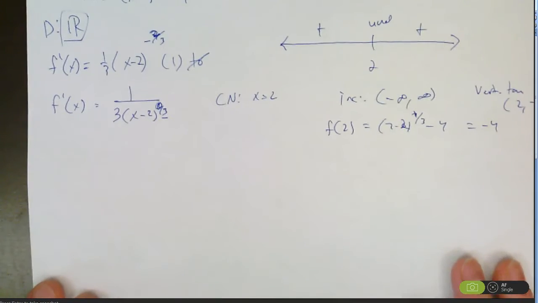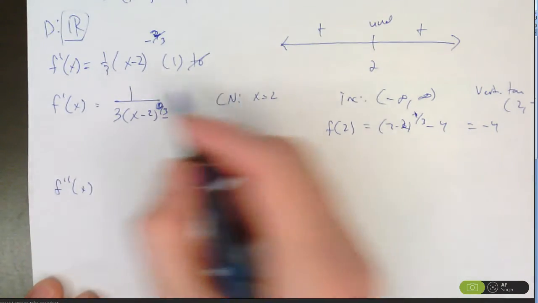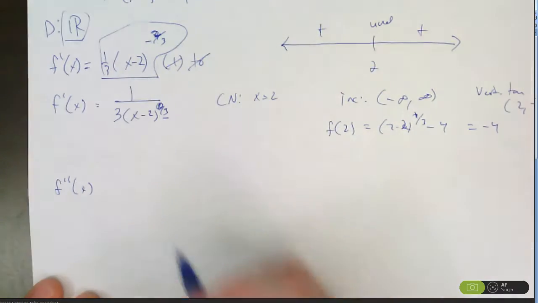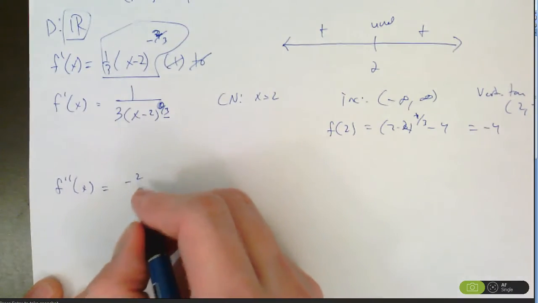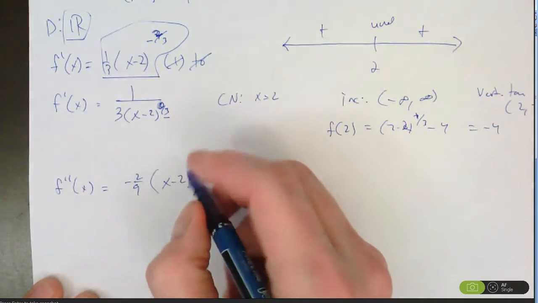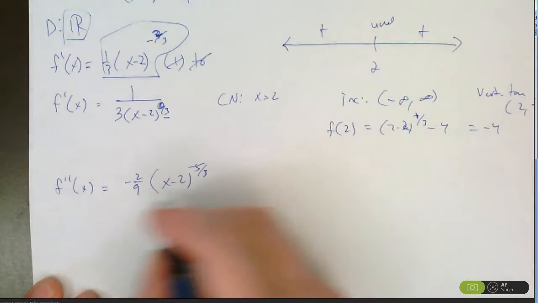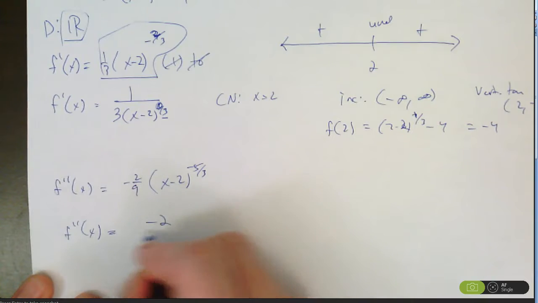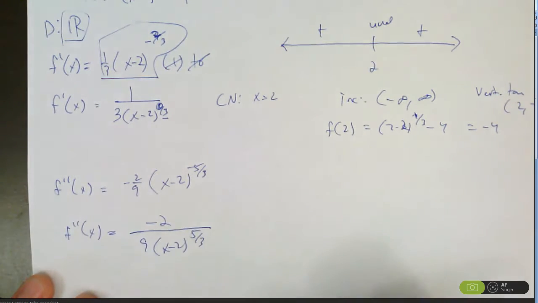Now the second thing I'm going to do is the second derivative. I suggest you go back to this one here, because again the 1 didn't do anything. The 1/3 x minus 2 to the negative 2/3. Drop that power down now. It's negative 2/9 x minus 2 to the 5/3, negative 5/3 times 1, which is just this. So now we get f double prime of x is negative 2 over 9 times x minus 2 to the 5/3.